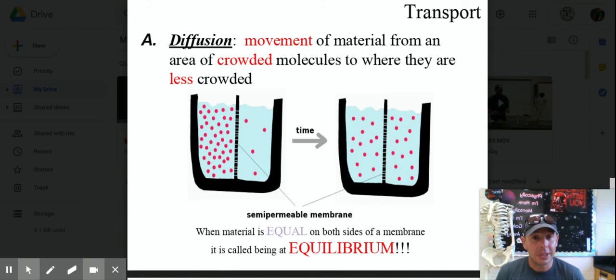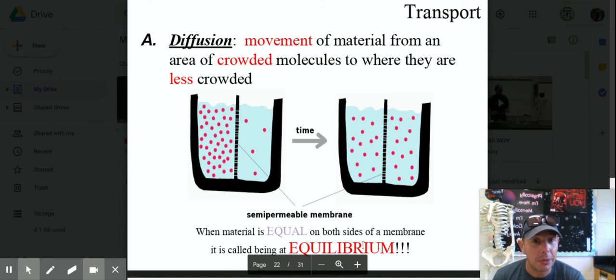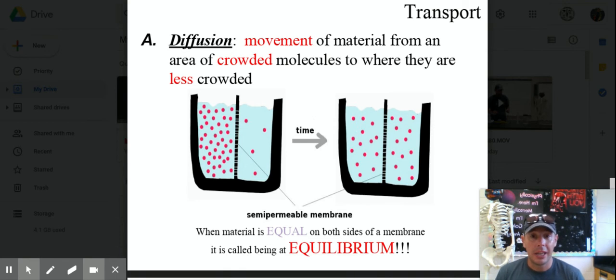Okay, now when they do spread out equally, this is what's known as an equilibrium. So you can hear the word equal and equilibrium kind of sound similar. So you see the word equal here in purple, equilibrium here in red. Now, this can happen in many different ways within the cell. We'll talk about those different ways it happens in the cell, but just make sure you know the word diffusion means to move from an area where it's really crowded to where it's not so crowded.